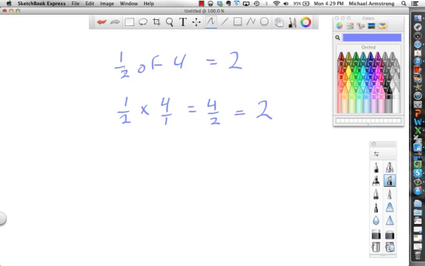So this is smaller than 1, okay? And when you multiply a number times something that's smaller than 1, you get something that shrinks. So this 4 shrunk down to 2. But when you have something smaller than 1 multiplied by something smaller than 1, what you actually get is something even smaller than either of them. You get 1/6. 1 times 1 is 1, and 2 times 3 is 6.